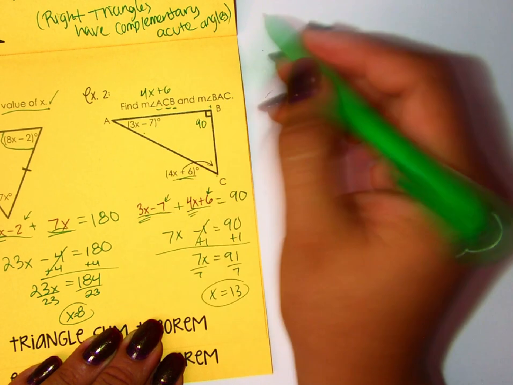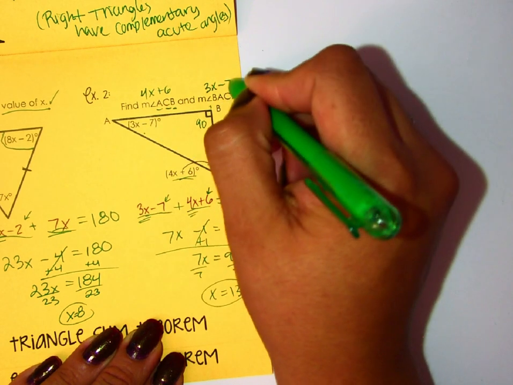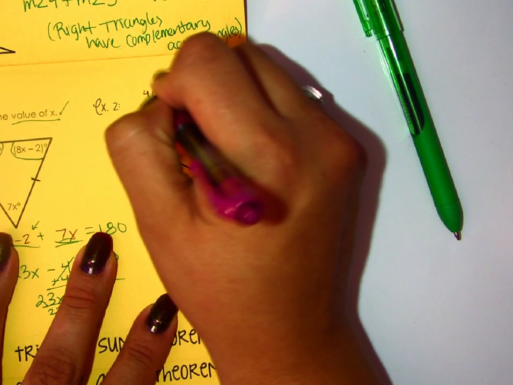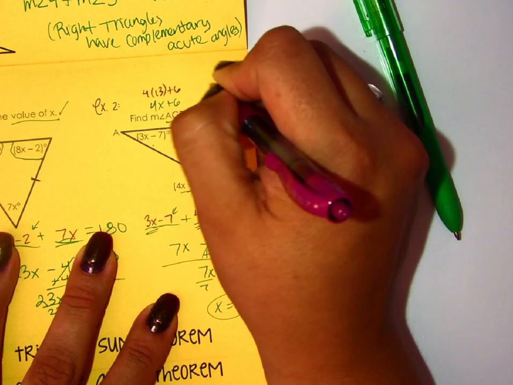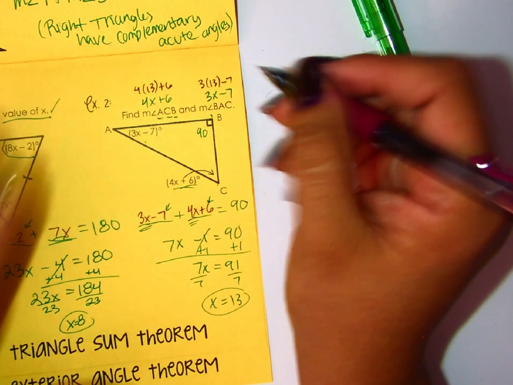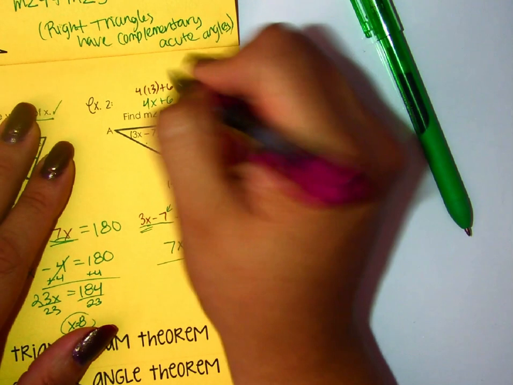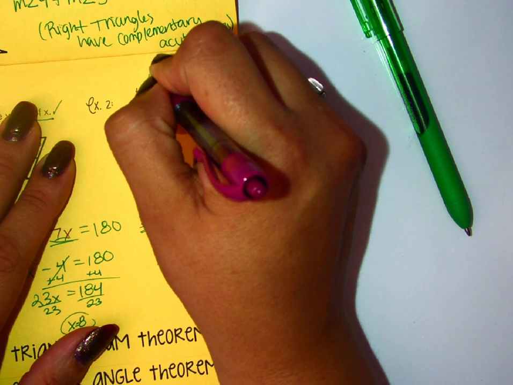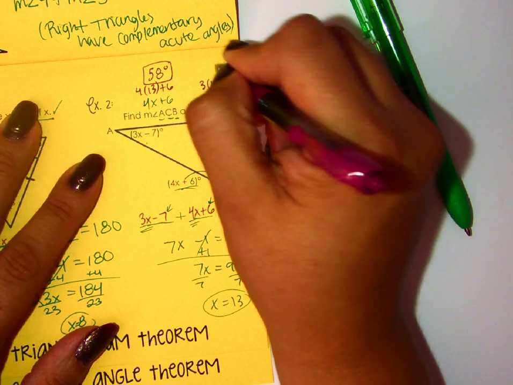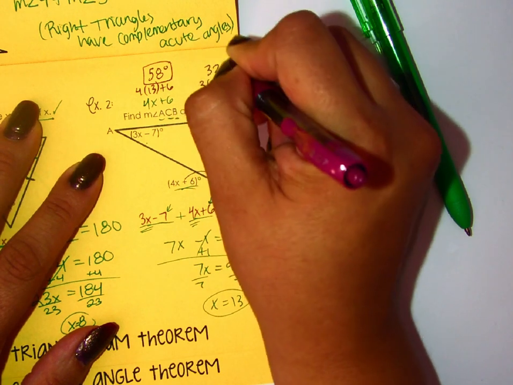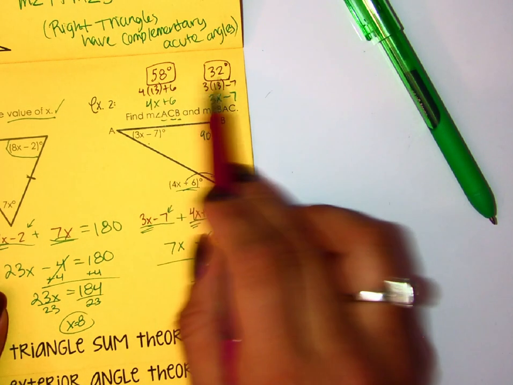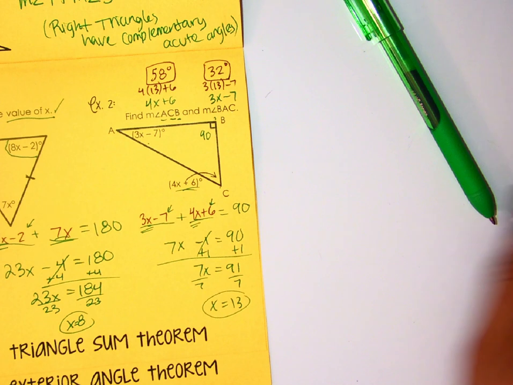BAC is this one. So we're going to have 3x minus 7 on that one. The x is 13, so we're going to have 4 times 13 plus 6, and then over here 3 times 13 minus 7. And as a result, we're going to end up with 58 degrees on this side, and then on this side, we're going to have 32 degrees. And then again, you can just double check if this is true. You add these two, and that should result in a 90.